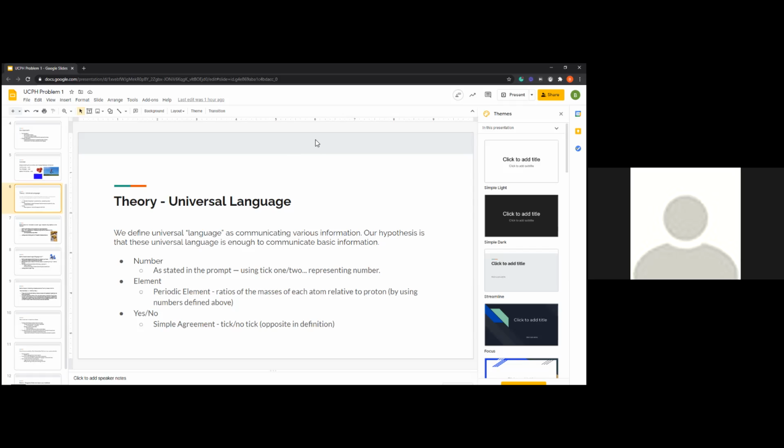As stated in the prompt, we can use tick 1 to represent 1 and tick 2 to represent 2, and so on and so forth. For the periodic elements, we can use the ratios of the masses of each atom relative to the proton, using the numbers defined above to define elements. And for yes and no, that's just a simple agreement: we can use tick or no tick to represent yes or no, because they're opposite in definition.